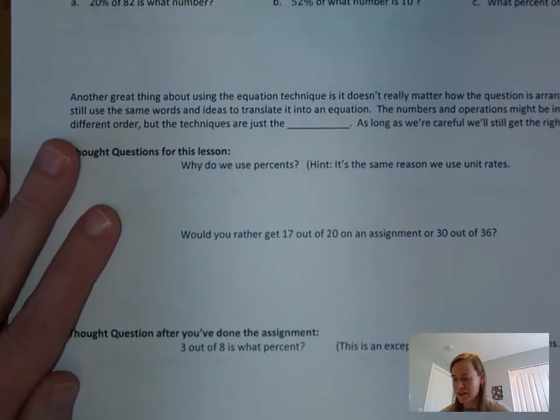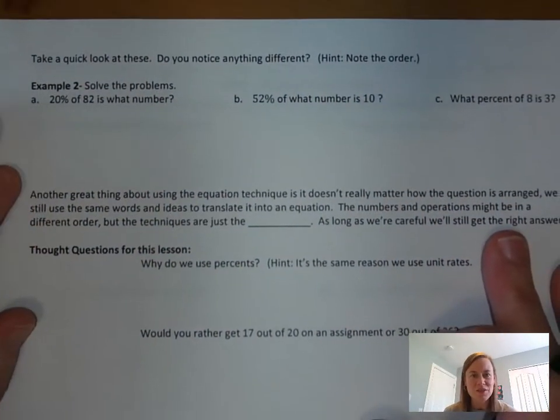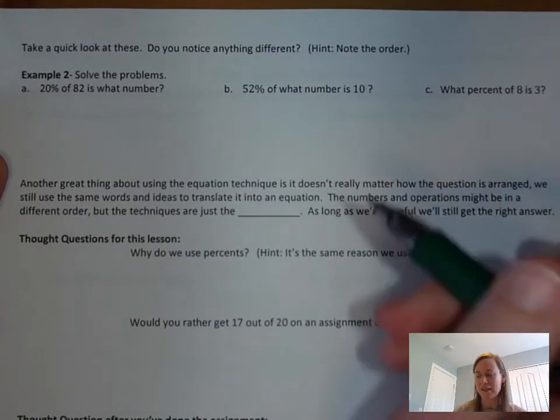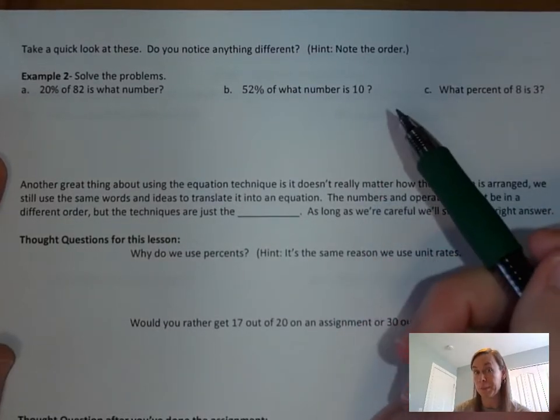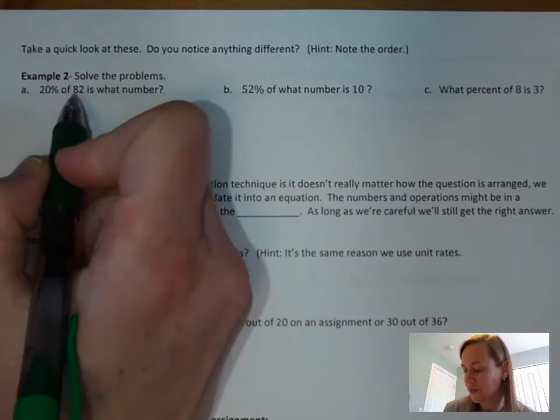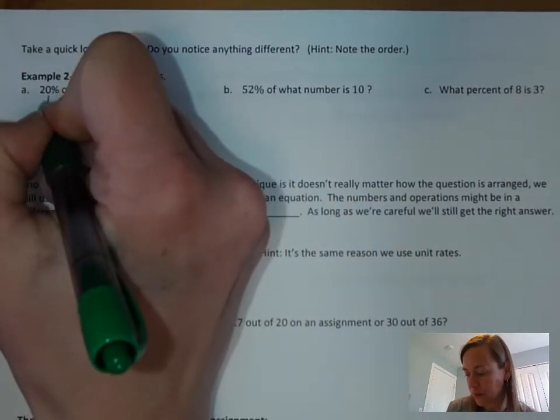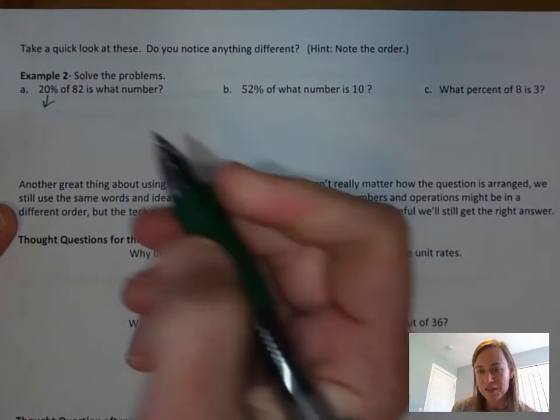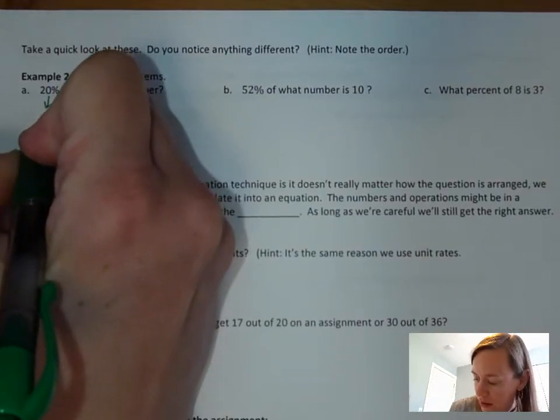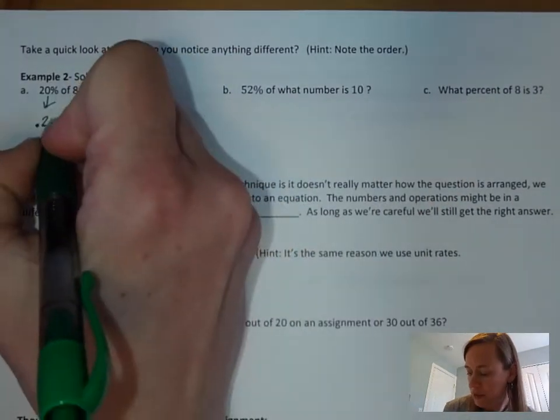Okay, next page. Take a quick look at these. Do you notice anything different? Like maybe the order. Okay, 20% of 82 is what number? All right, first step, 20%. Let's make that into a decimal. You can go with 0.2 or you can go with 0.20.